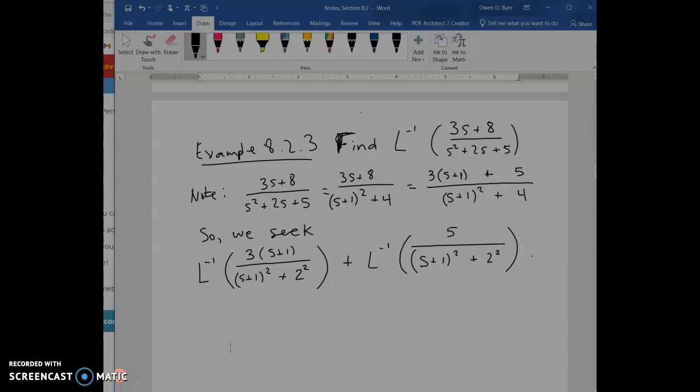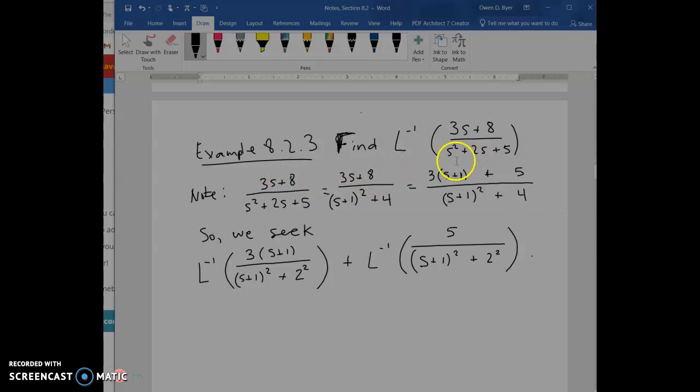In this short video, I'm going to look at example 8.2.3, fill in a couple of details, and then do another similar example that comes from the exercises. So here we're supposed to find the inverse Laplace transform of this rational function, 3s plus 8 over s squared plus 2s plus 5. And the book does a fine job of going through it, but I'll just point out a couple things.